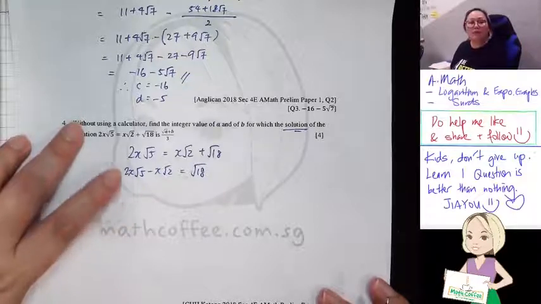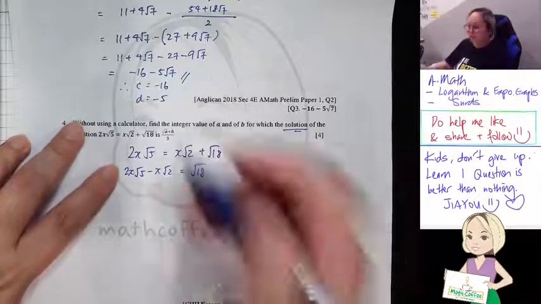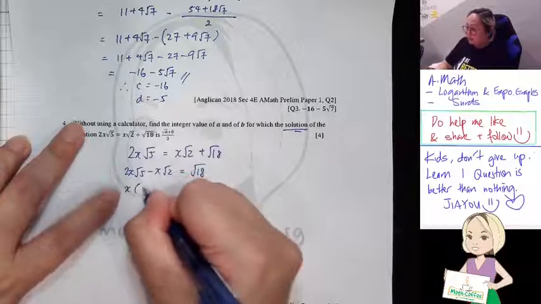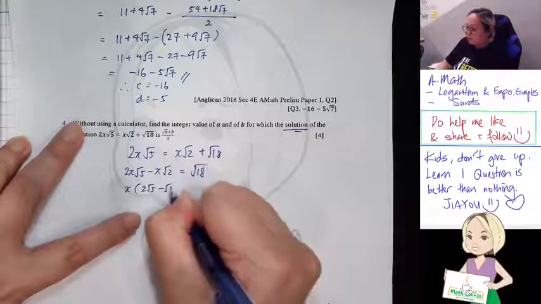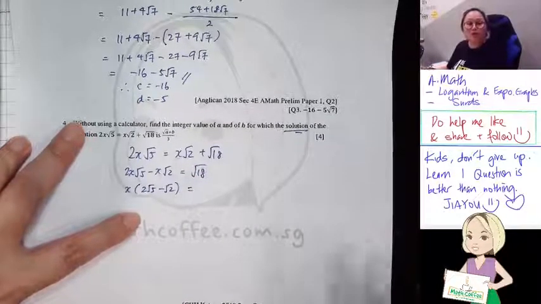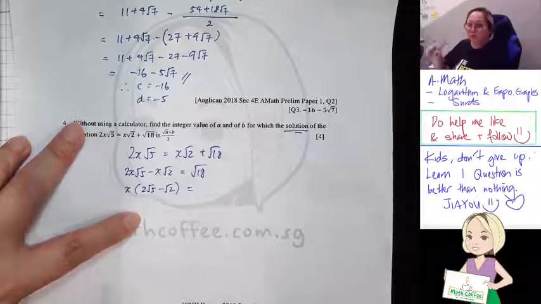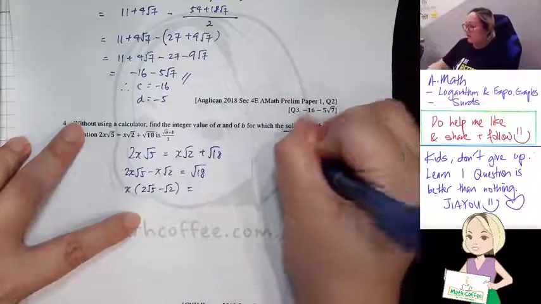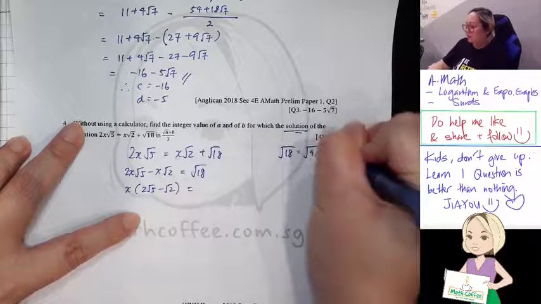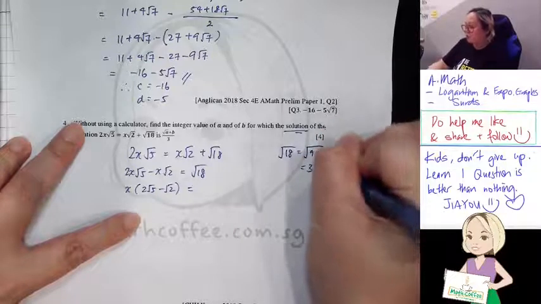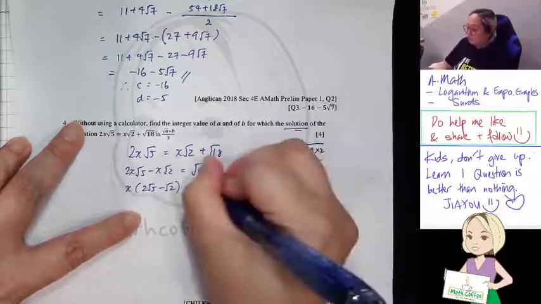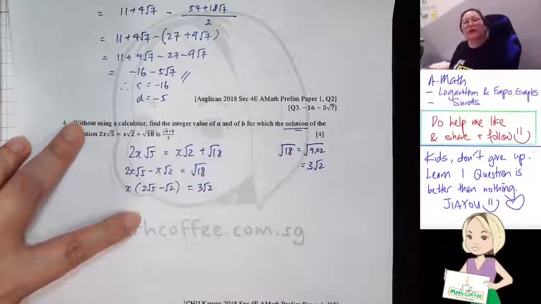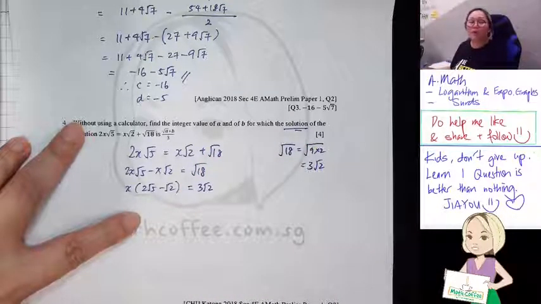Okay, I'm going to take out common factor x from the left hand side. Take out x, 2 square root 5 minus square root 2. I'm going to change my square root 18 to simplest. So I put at the side here, square root 18 is actually square root 9 times 2, so it's actually 3 square root 2. So I put 3 square root 2. Okay, it's always easier when you use simplified surds, so you don't deal with big numbers.